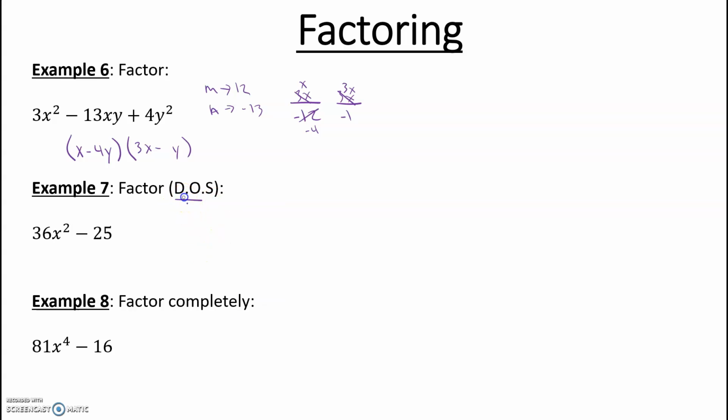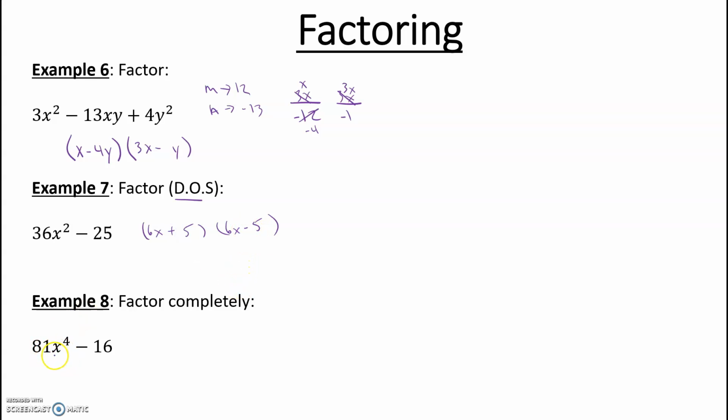Your hint here was difference of squares. That's what DOS stands for, difference of squares. So again, difference is subtraction, and these are two perfect squares. So remember what you do. Square root of 36x squared is 6x. Square root of 25 is 5. One's plus, one's minus. Difference of squares.